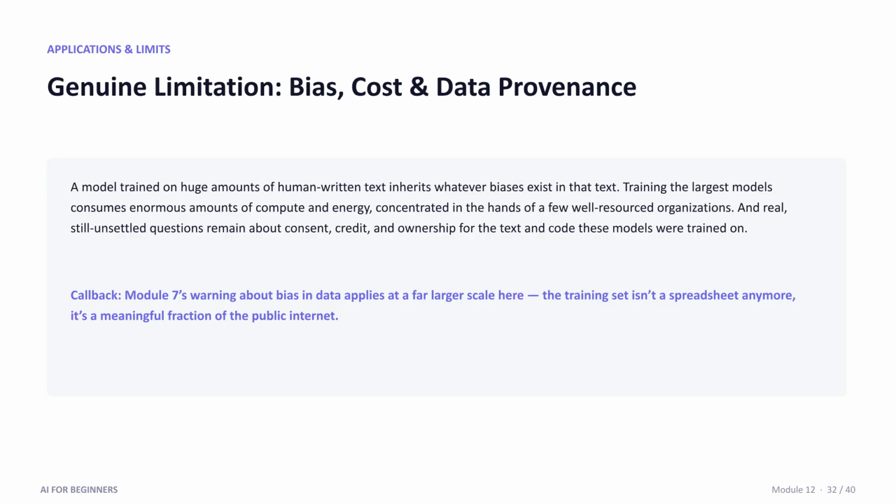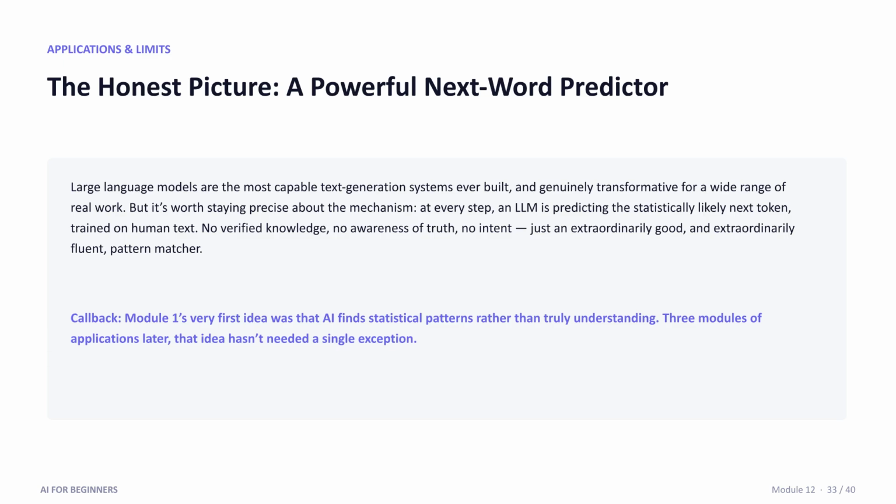Beyond hallucinations, these models inherit biases present in their training data. Additionally, the immense cost of training and the ongoing questions regarding data ownership and provenance remain significant challenges. Ultimately, it is important to remember what an LLM is: a powerful next word predictor. They are excellent pattern matchers, but they lack true awareness, intent, or a concept of truth.